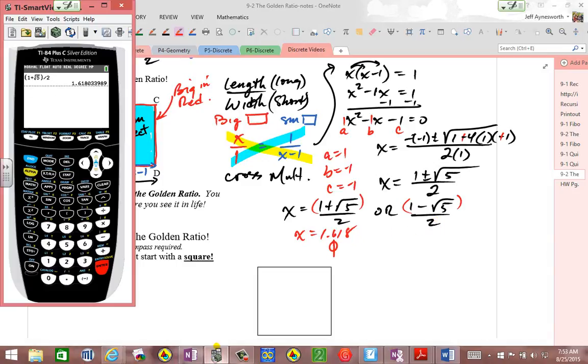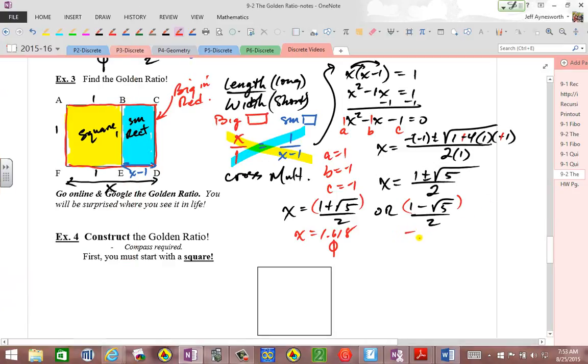The other one, well, what is that? Well, let's recall the entry back, and let's change it to a minus sign, and you'll see that it becomes negative, which can't be a solution here because the width of the rectangle can't be a negative number. So it's negative 0.618. The length of the golden rectangle cannot be negative. So here, it's not a valid solution, because length is positive.